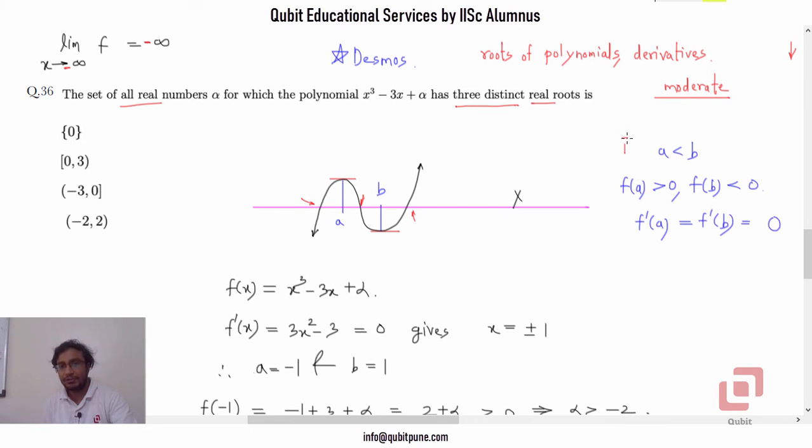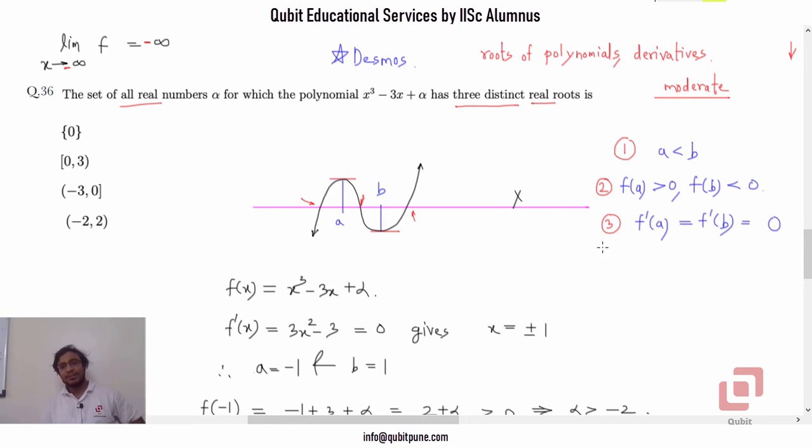Result number 1, A should be less than B. Result number 2, f of A and f of B should have opposite signs, and f of A specifically should be positive, the other one will be negative. And the third thing is obviously the first derivative test: the value of the derivative of the function at A and B should be 0.